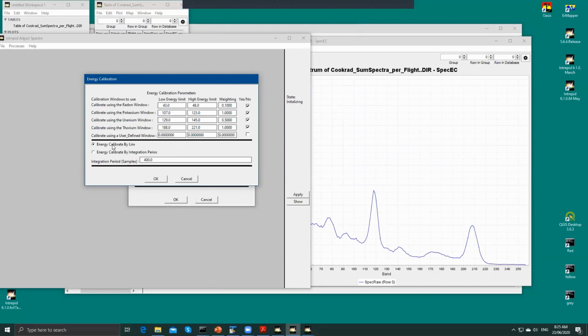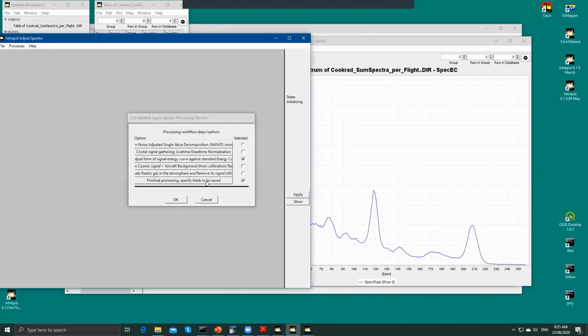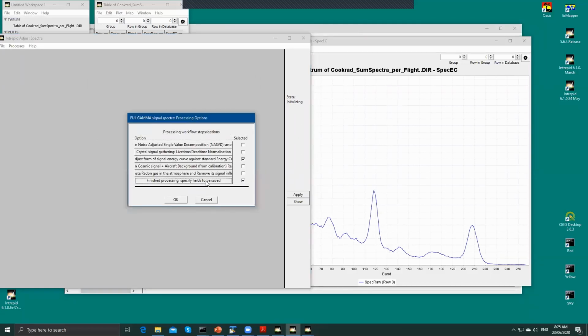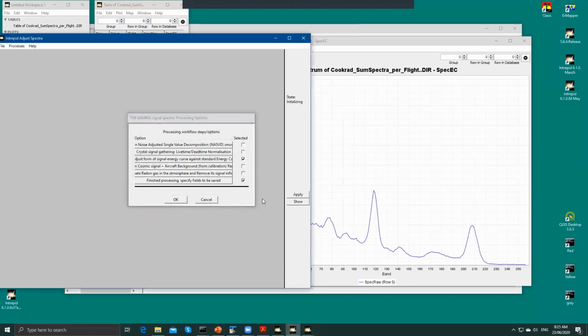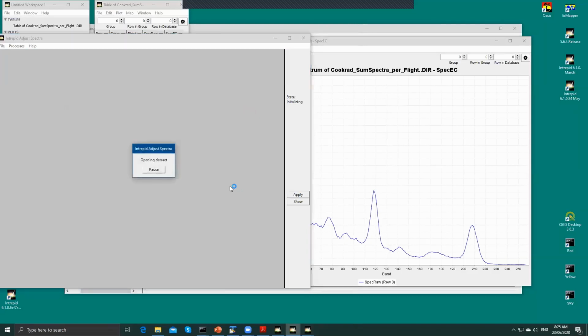So we energy calibrate by integration period, not by line, and then we press OK. Then we want the spectrum NASVD lifetime corrected and energy calibrated as the output. Because we did the energy calibration, we can actually calculate standard windows, total counts per second, which would be total raw, potassium raw, uranium raw, and thorium raw. You don't need the low uranium window. So basically, we can hit the apply button.